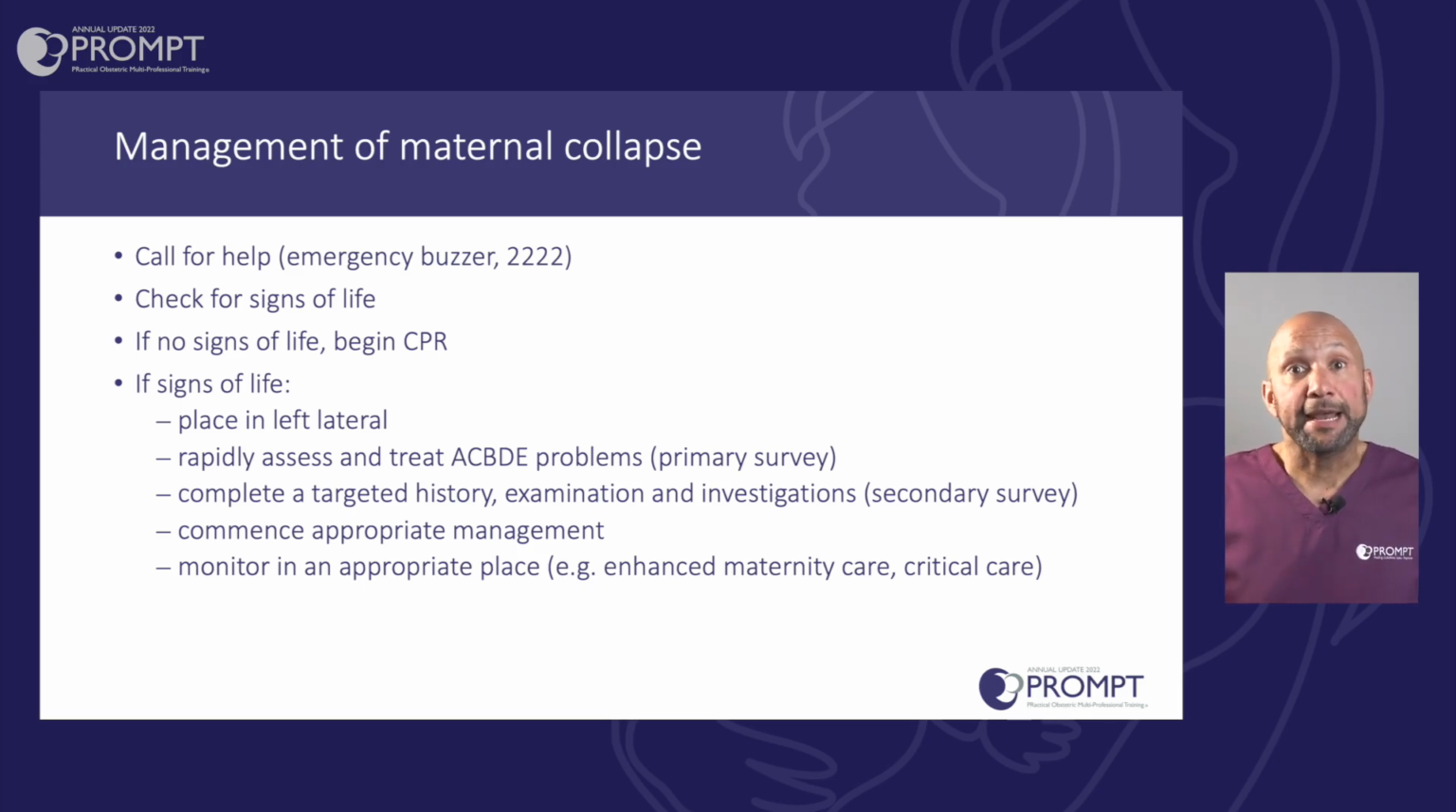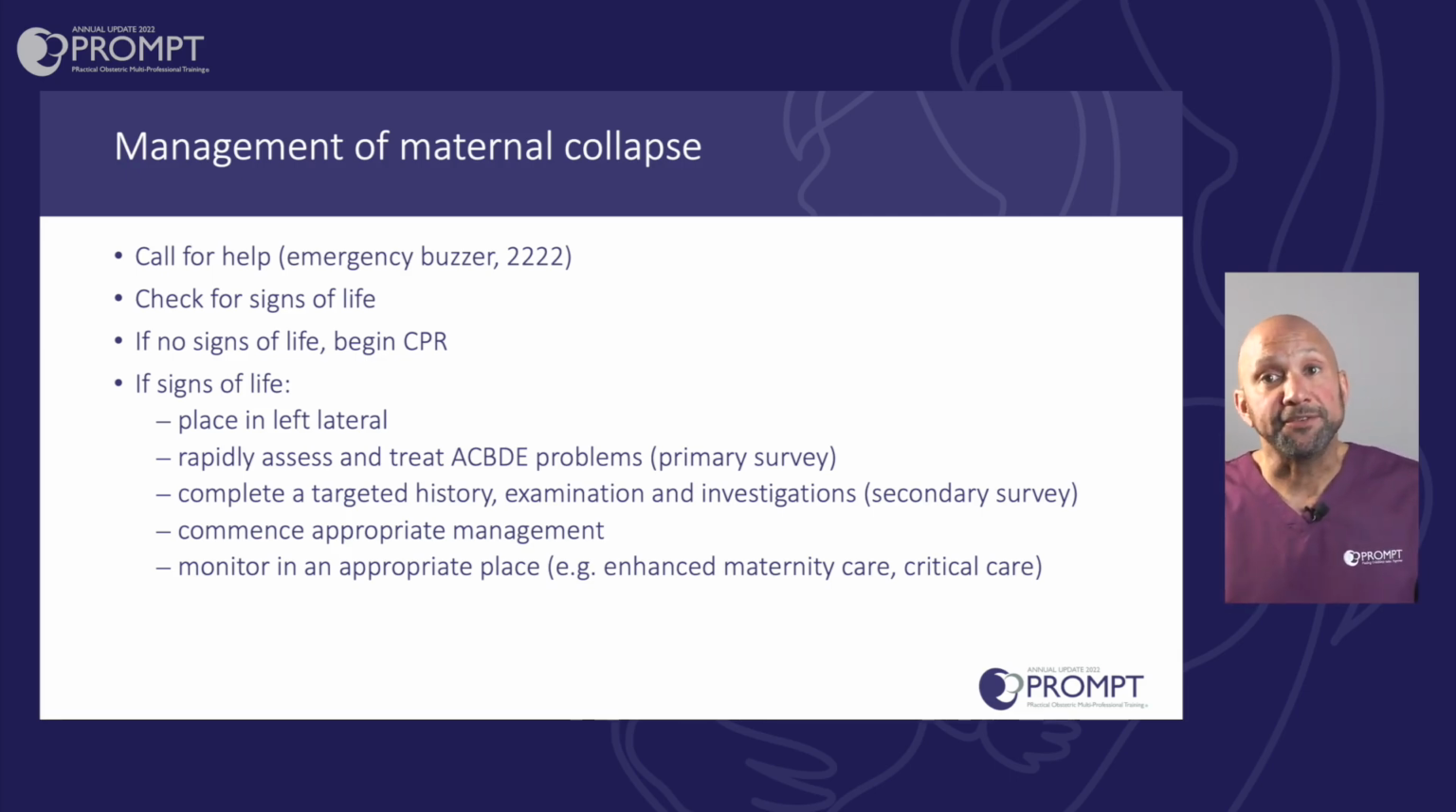So if there is maternal collapse, what should we do? Well, call for help. Pull the emergency buzzer and put out a 2222 call, and then state the emergency. Say, this is a maternal collapse. Check the woman for signs of life. If there are no signs of life, then immediately start CPR. If there are signs of life, then we want to place the woman into full left lateral to minimize any aortic caval compression, and then rapidly go through assessing and treating any potential causes in an ABCDE fashion. We call this the primary survey.